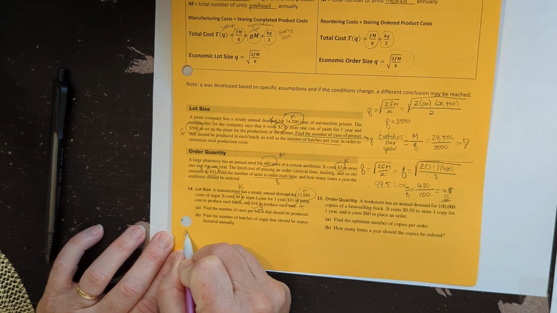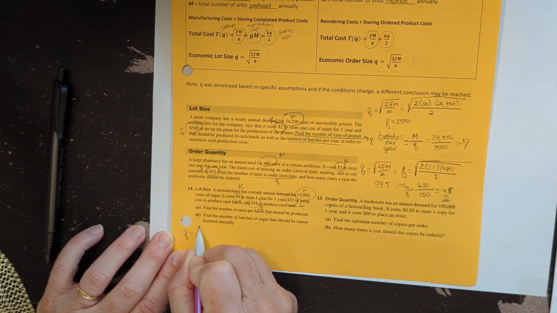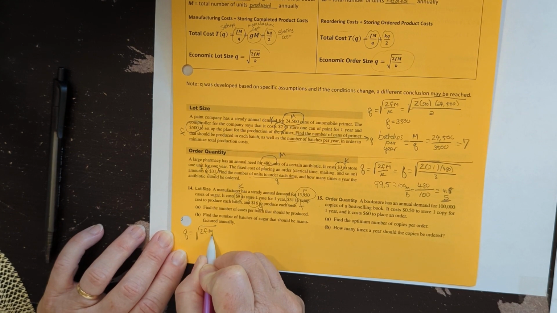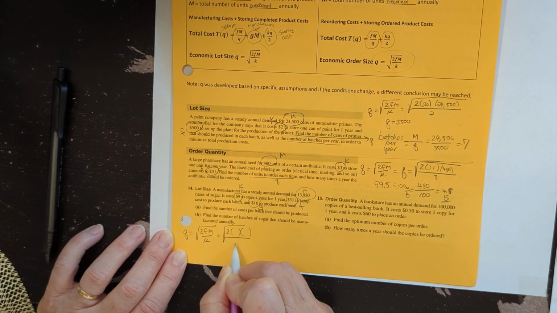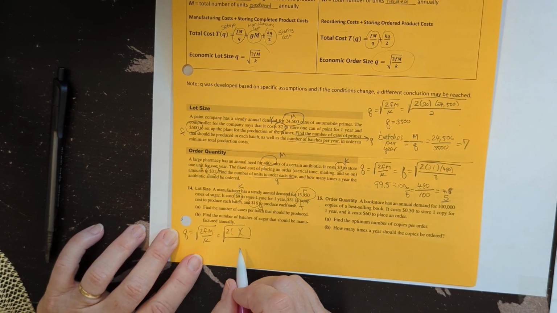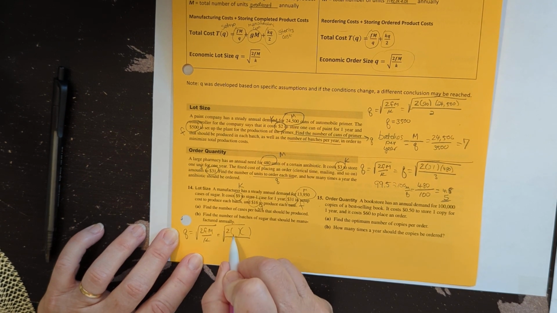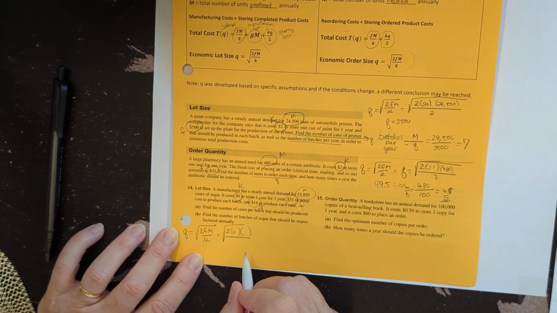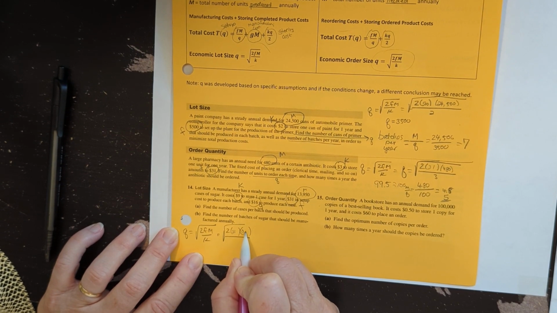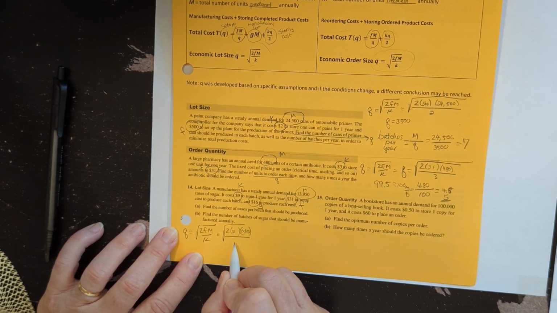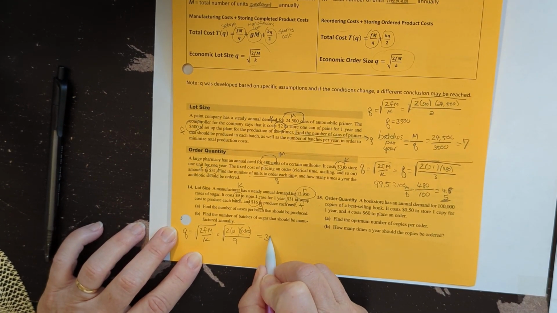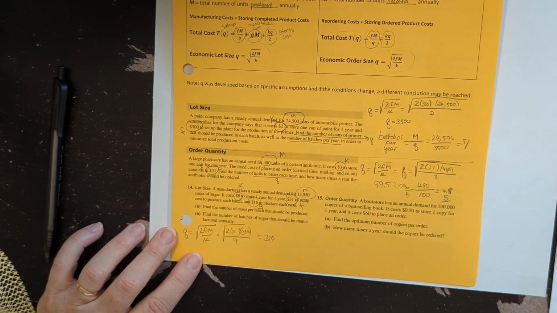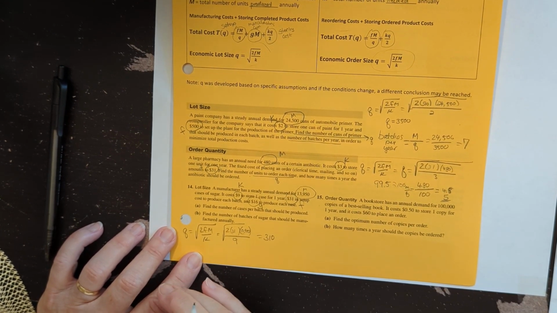So that's Q. Part A is finding Q, which is equal to the square root of 2FM over K. So that's the square root of 2 times F, $31, times M, 13,950, divided by storage cost K, 9. And when I did this, I got 310. That is how much we should produce each time they make a batch.